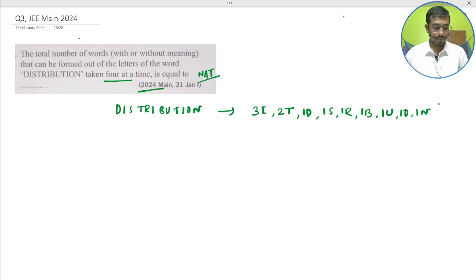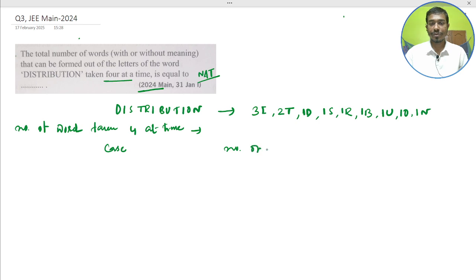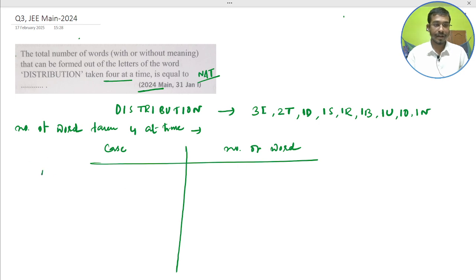So the number of words taken 4 at a time, there are 4 cases. We just draw a table: this is the case and this is the number of words. The first case: all are different. Nine letters taken 4, 9C4, and all different means 4 factorial. So 9C4 into 4 factorial would be 3024.